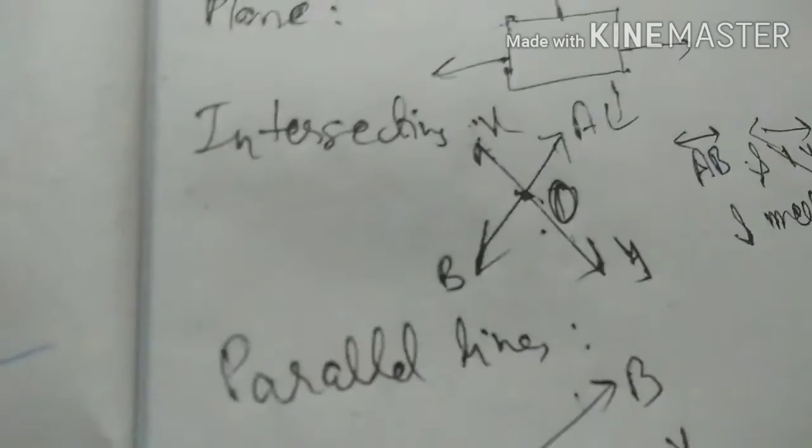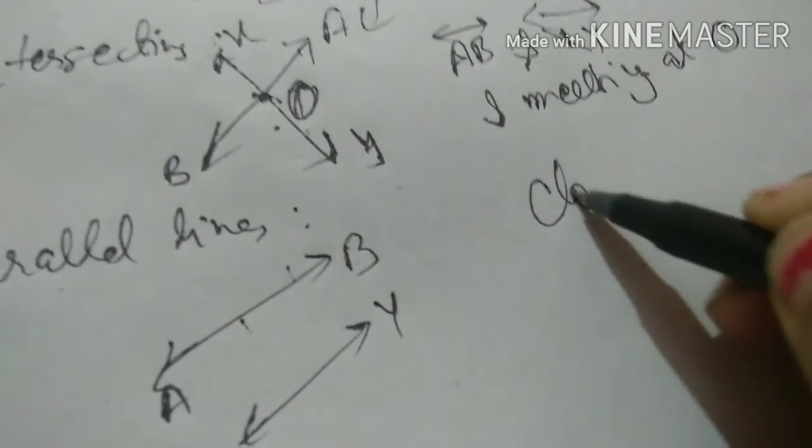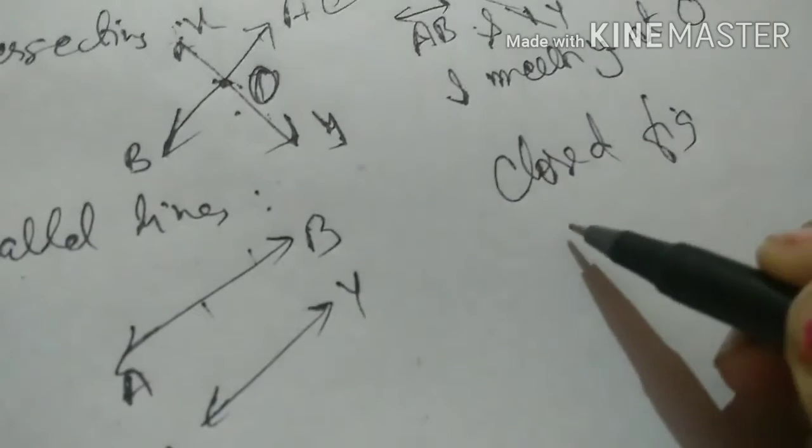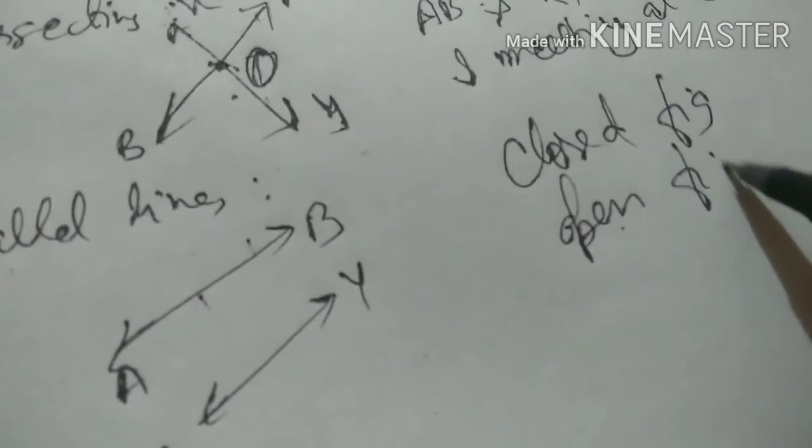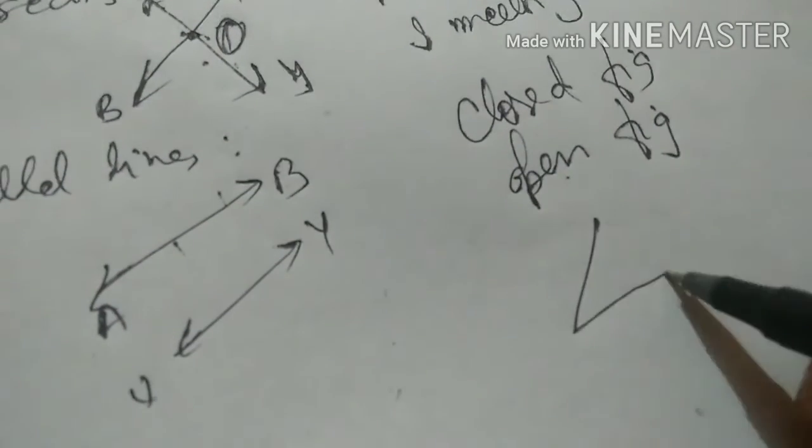When it comes to the angle, it is divided into many categories, and this division is based on the measurement of the angle. Now, the angle is not a closed figure. If we talk about closed figure and open figure, your angle is not a closed figure, it's an open figure because it's not closed from this side.